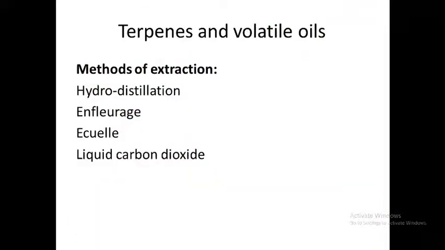So the terpenes and volatile oils are extracted from the parts of a plant by 4 different methods. First is hydrodistillation method, second is enfleurage, third is ecuelle, and fourth is using the liquid carbon dioxide, that is supercritical fluid. So by these 4 different techniques, the terpenes and volatile oils are extracted from the plant.